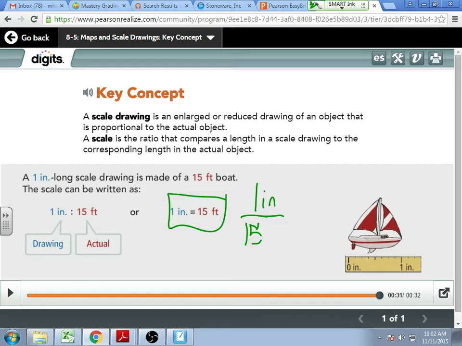I urge you to keep your labels on, because if you don't, you might forget that my numerator's inches, my denominator's feet. We're going to do a lot today with numerator and denominator having different labels, which is fine as long as your next numerator was inches and your next denominator was feet. So it's all about matching up your labels. Top's got to match top, bottom's got to match bottom.